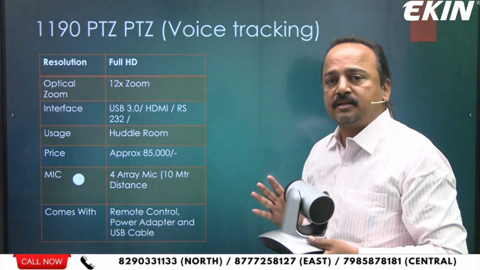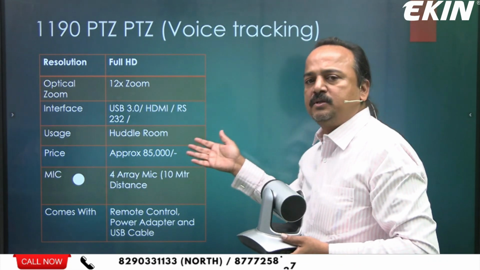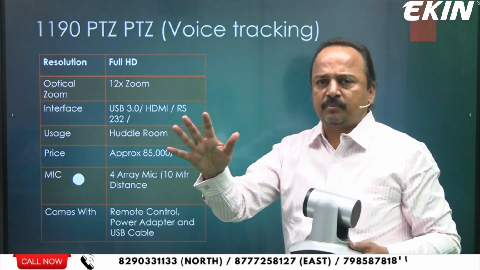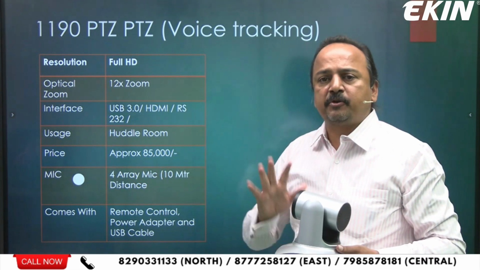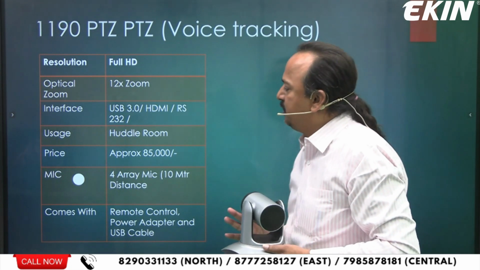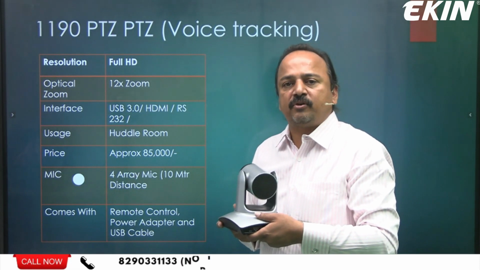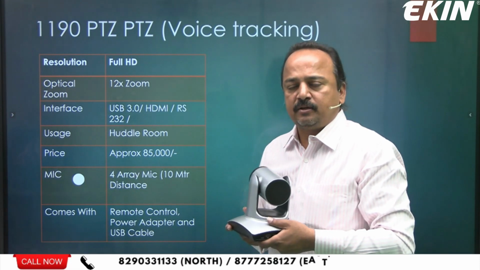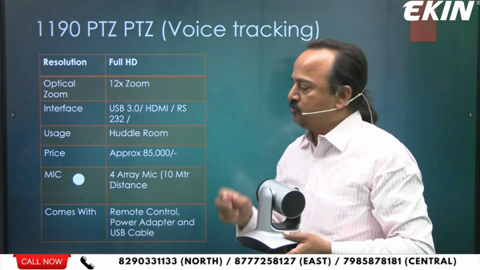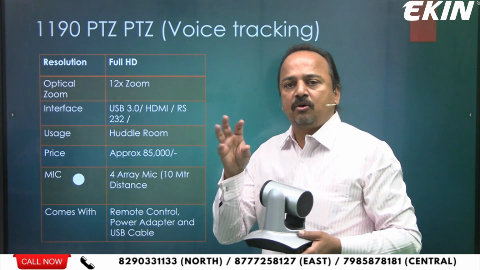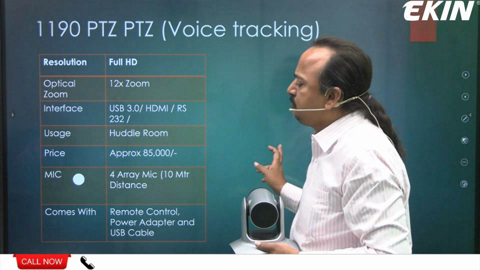Once again, this is also a voice tracking camera, which comes in 12x. It can be used in a huddle room. So if you have 10-12 people inside a conference or huddle room, you can use this type of voice tracking camera. You don't need a mic. As I mentioned, mics come along with this. The distance from where the mic can capture is around 8 to 10 meters, and it moves automatically to that person. It comes with almost whatever is needed to start: remote control, power adapter, and all these things.